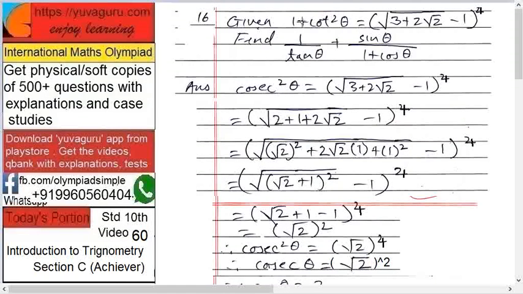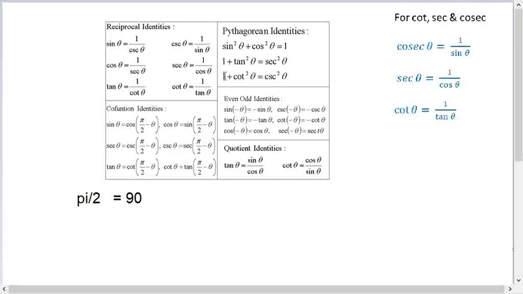Here firstly, what is 1 plus cot square theta? That is cosec square theta. So cosec square theta equals (root of 3 plus 2 root 2 minus 1) the whole raised to 4, right? See, these are the identities. 1 plus cot square equals cosec square, 1 plus tan square equals sec square, sin square plus cos square equals 1.